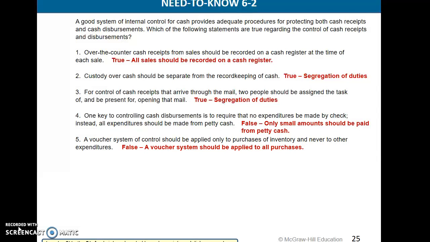And then I mentioned that the last two were false. We definitely don't want disbursements to be made by cash because we have no record keeping of that, unless it's a very small amount. And then the voucher system of control should be applied to everything, not just purchases, but also to payments as well.